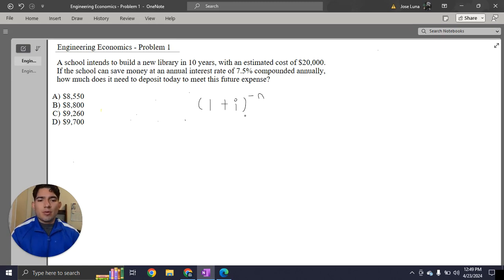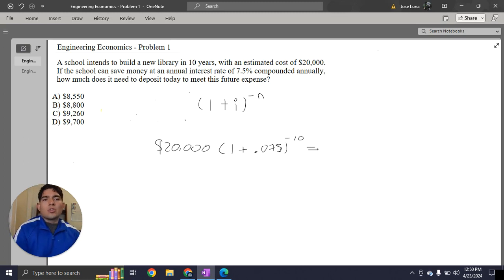Okay, so I just went ahead and wrote that formula here to make it easier for us. Basically, I'm going to show you the way that you use it. You're just going to take the future value that you were given, which is the $20,000, and multiply it by that formula. The way that we plug in is i is going to be our interest rate. So in this case, it's going to be 0.075 because it's 7.5%, and then the n value is going to be negative 10 for 10 years.